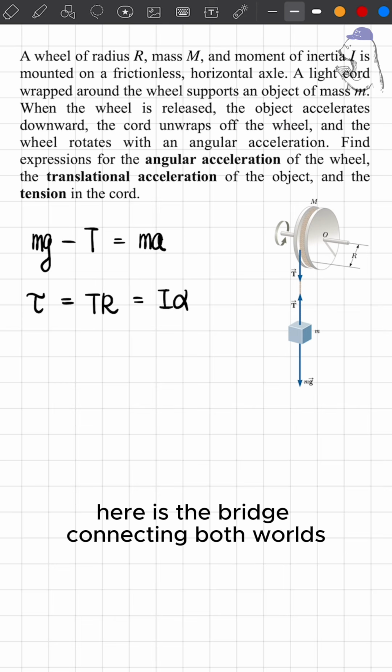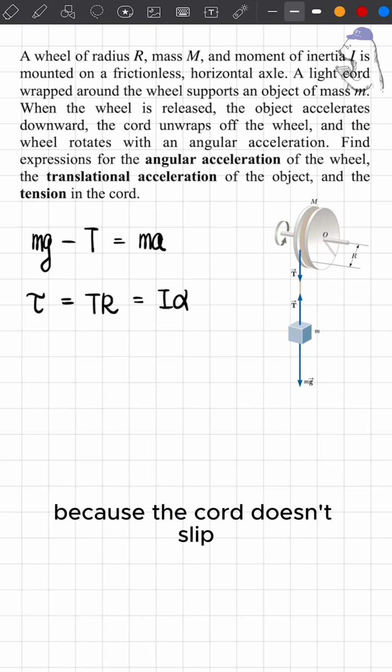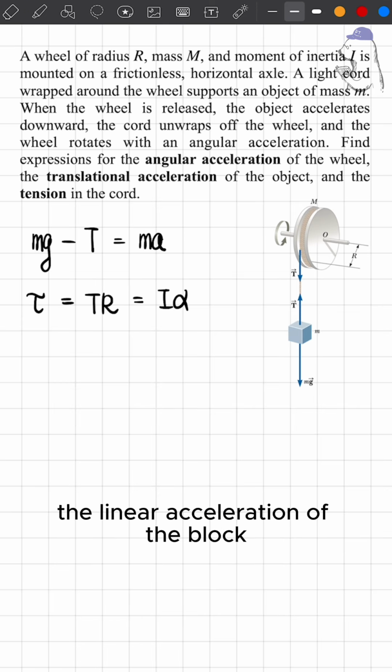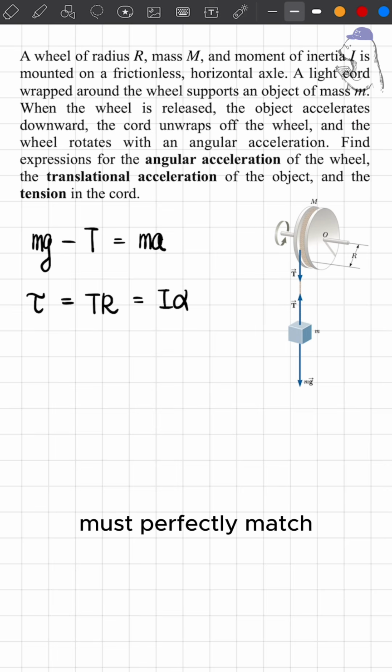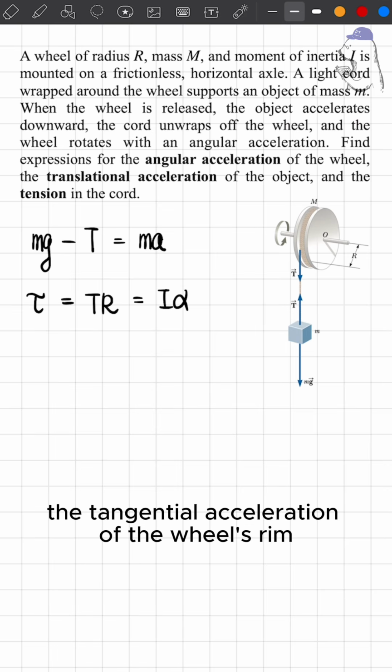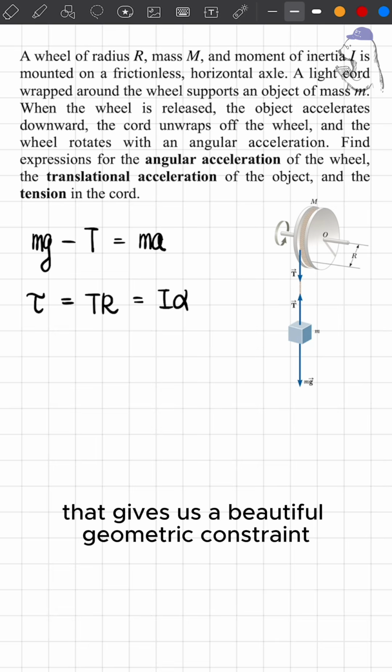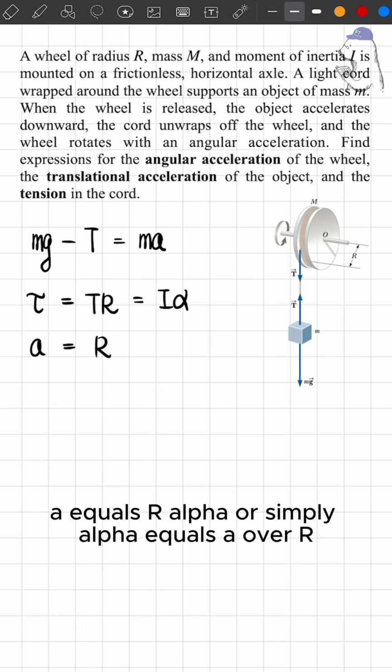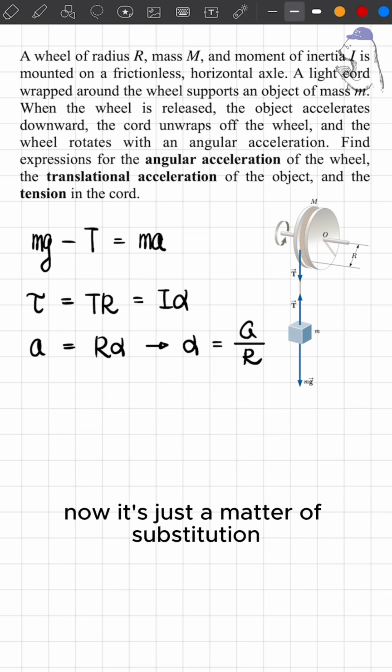Here is the bridge connecting both worlds. Because the cord doesn't slip, the linear acceleration of the block must perfectly match the tangential acceleration of the wheel's rim. That gives us a beautiful geometric constraint, a equals r alpha, or simply alpha equals a over r. Now, it's just a matter of substitution.